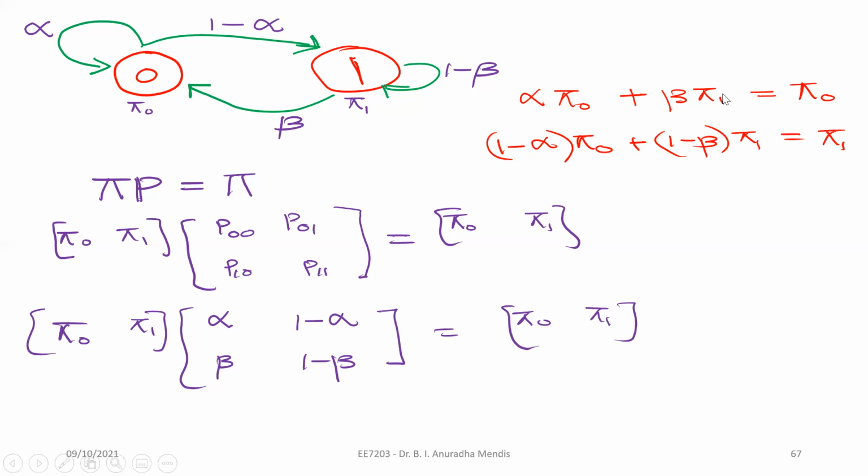Now if you add these two equations, what will happen? Alpha phi naught and minus alpha phi naught cancel out. Beta phi 1 and minus beta phi 1 cancel out. So you will remain with phi naught plus phi 1 on this side, and here phi naught plus phi 1. There is no useful result. If you add this one and this one, there is no useful result. You will get the same equation: phi naught plus phi 1 equals phi naught plus phi 1.